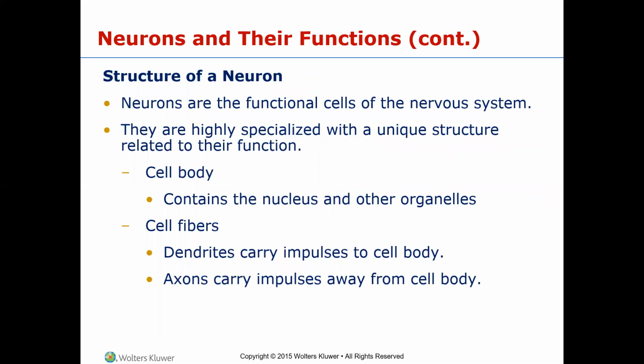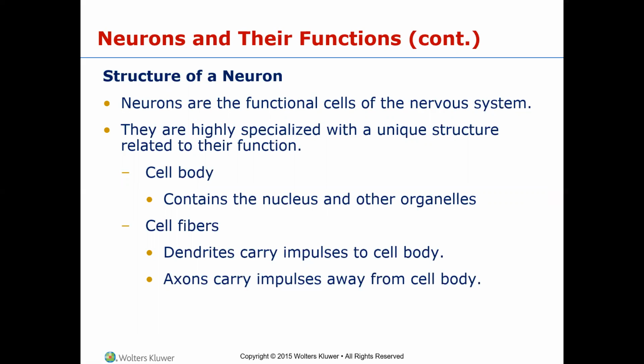So a neuron itself is the functional cell of the nervous system. They're highly specialized with unique structures. They have a cell body, which is really like the cell itself, that has the nucleus and all of the other organelles like the mitochondria, the Golgi apparatus, all of those kinds of organelles that you would expect in any ordinary cell.